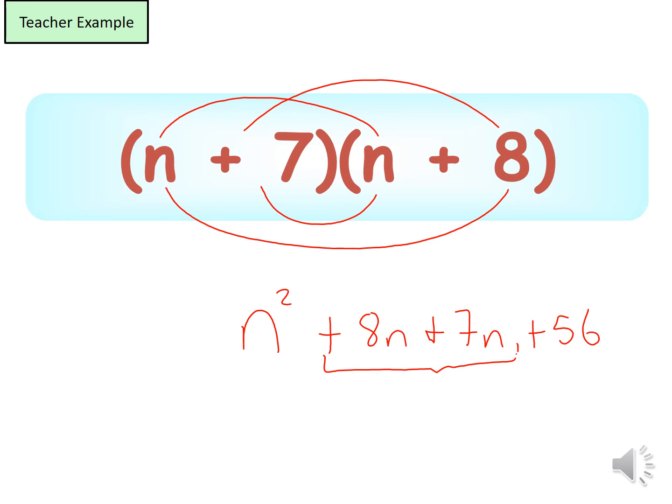Because I've done it in the order of FOIL, this middle bit over here will always simplify. 8n add 7n is 15n. I then write out my final expression again. Okay, so I've got n squared plus 15n plus 56. Okay, that is the final expression after expanding these double brackets.